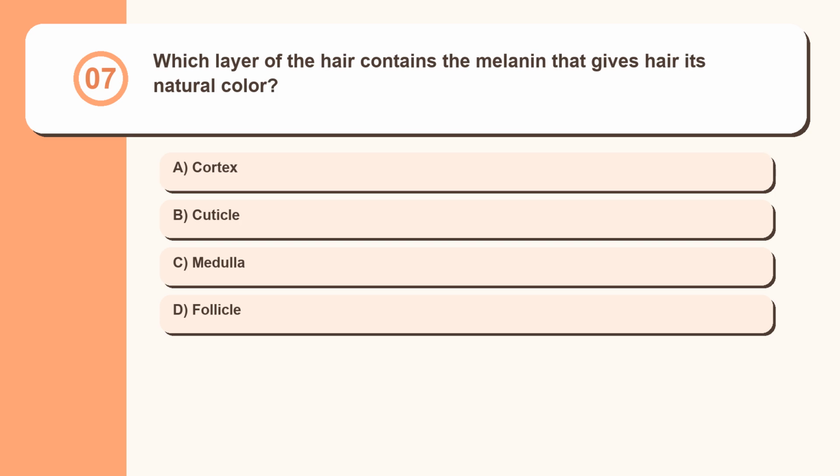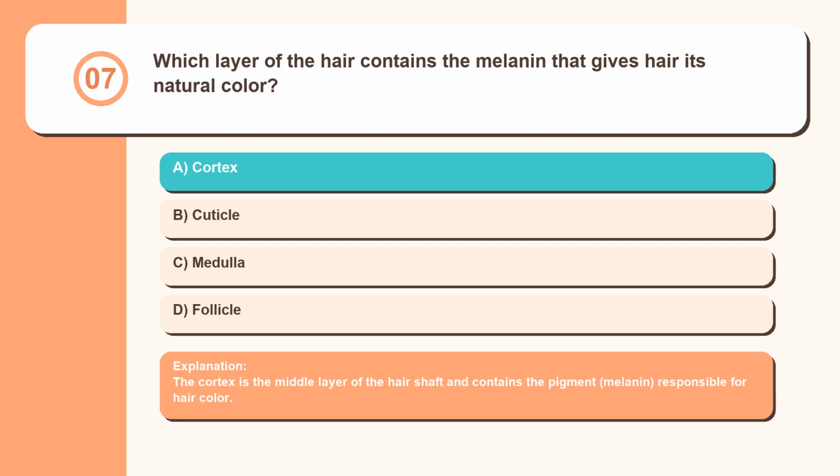Question 7. Which layer of the hair contains the melanin that gives hair its natural color? Cortex, cuticle, medulla, follicle. The cortex is the middle layer of the hair shaft and contains the pigment, melanin, responsible for hair color.